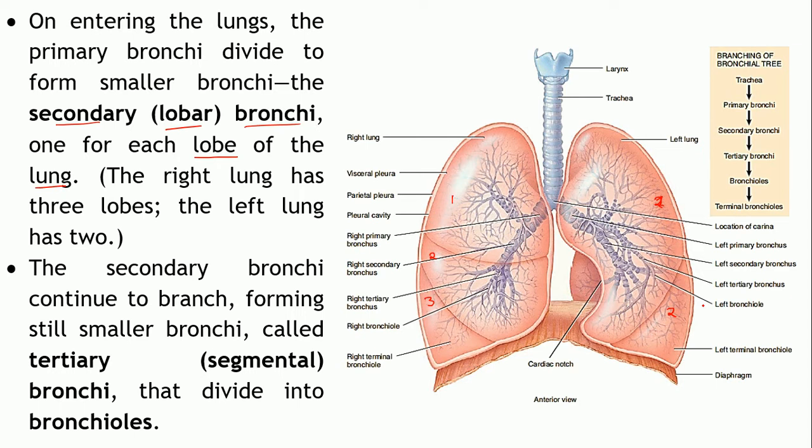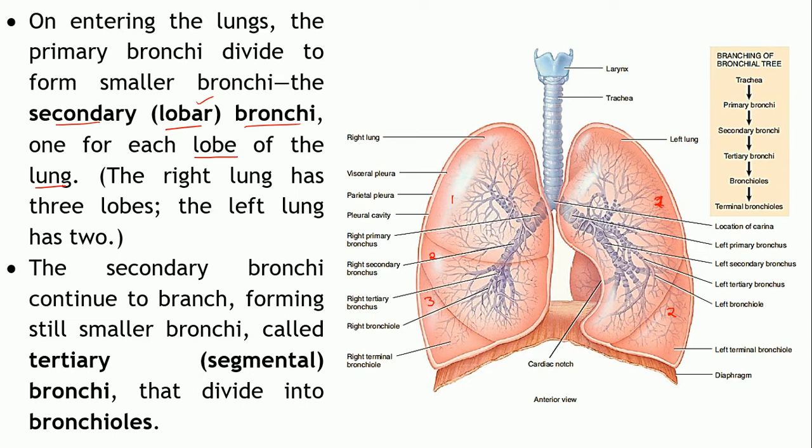Depending upon the number of lobes, the primary bronchus will further divide into that many secondary bronchi, right? So that's the second order of the division. Now understood why it is known as the lobar bronchi. That's because each branch will enter into the specific lobe.